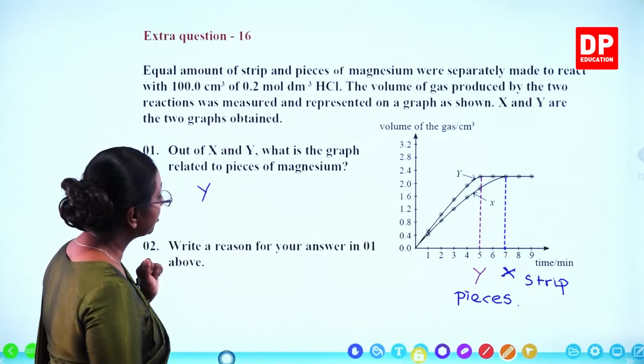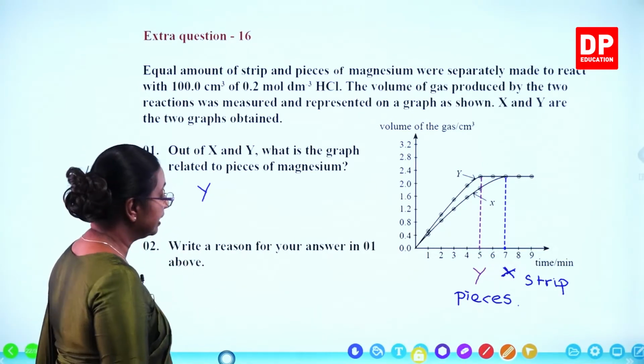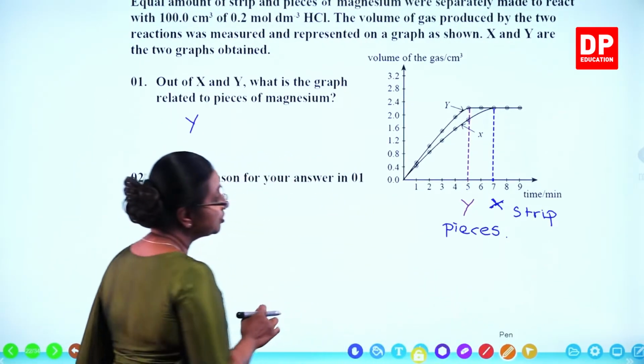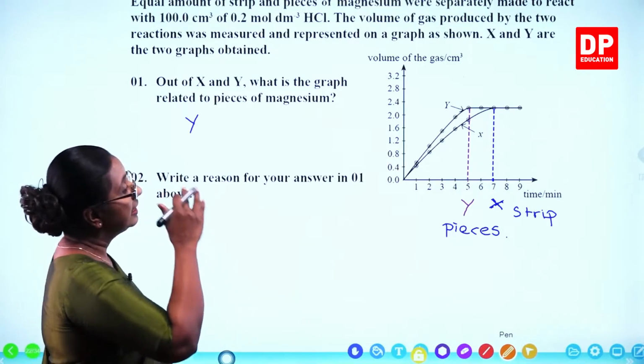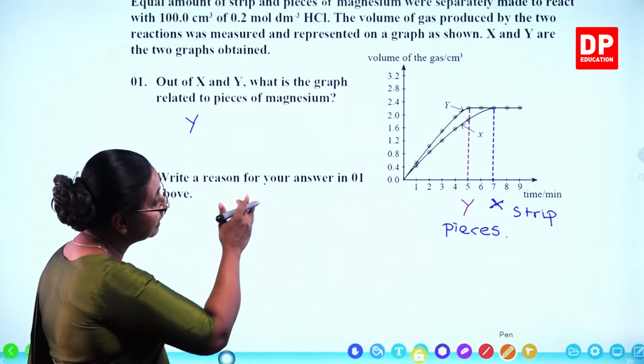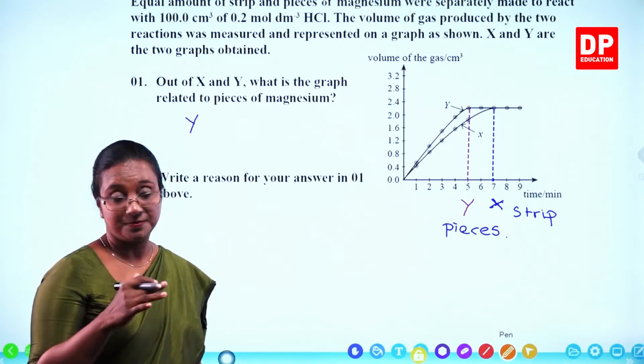Write a reason for your answer in 1 above. So in part 1 above, how did you come to this conclusion? Because the maximum volume of hydrogen gas has been collected in 5 minutes, which is faster.